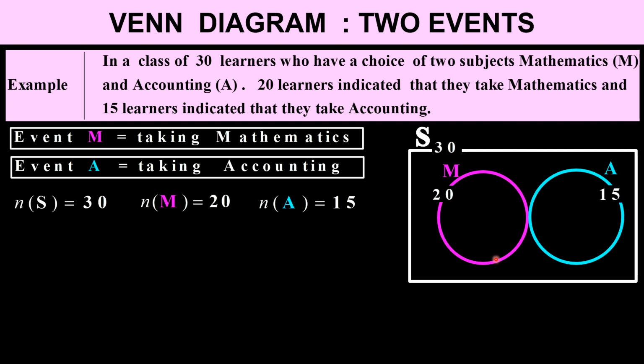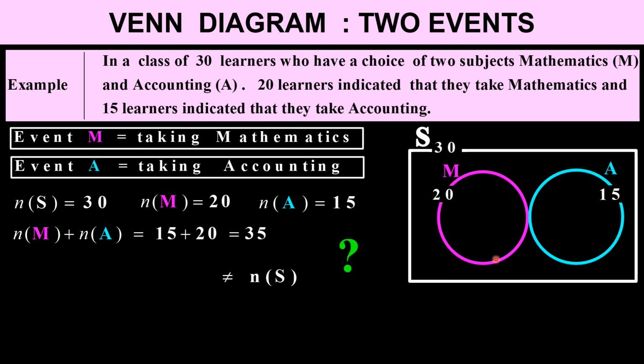Now if you look at our information, we have 30 and we have 20 and 15. So if I add the 15 and 20, I get 35. But I only had 30 learners. So in other words, it doesn't equal the sample space. How do we explain this? That's right. There are some of the learners who take both mathematics and accounting. So how many do you think that is?